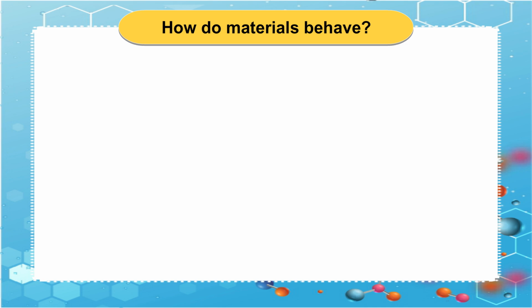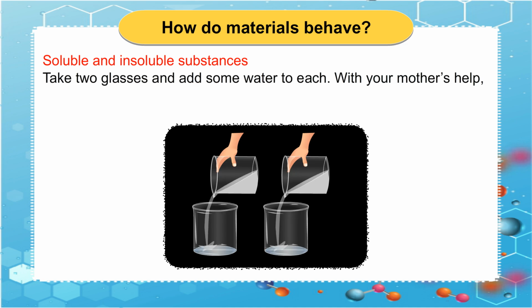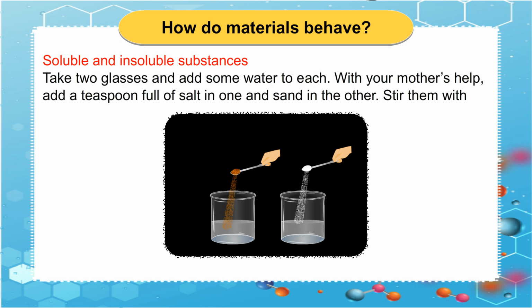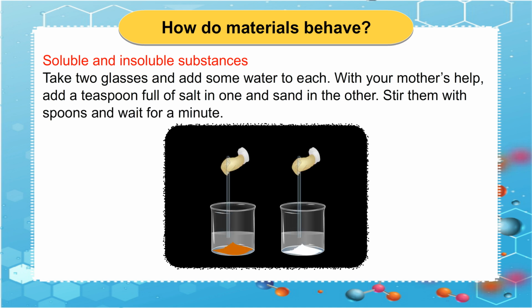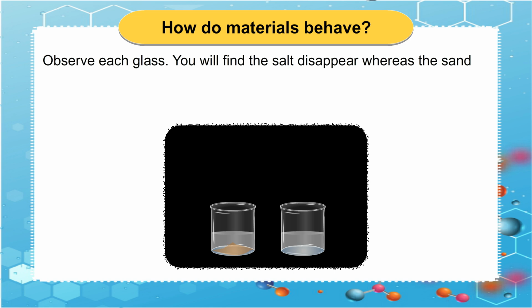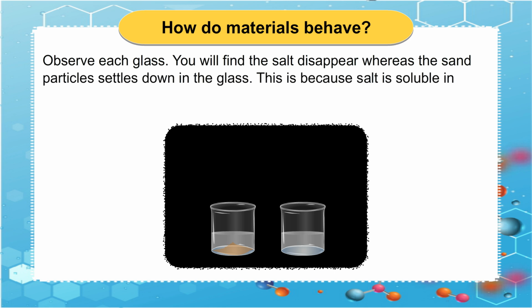How do materials behave? Soluble and insoluble substances. Take 2 glasses and add some water to each. With your mother's help, add a teaspoonful of salt in one and sand in the other. Stir them with spoons and wait for a minute. Observe each glass. You will find the salt disappears whereas the sand particles settle down in the glass.